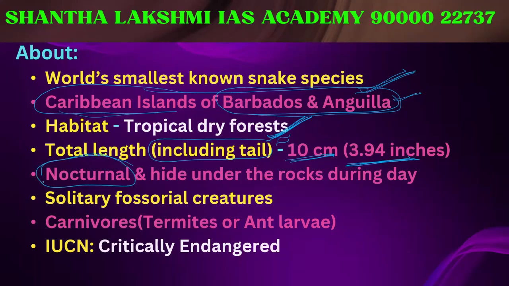It is active during the night time, and it will hide under the rocks during the daytime. These are solitary fossorial creatures which are adapted for burrowing. So they will burrow into the ground and live there solitarily in the burrows. These Barbados snakes are carnivores. They feed on termites and ant larvae. And they are protected under the IUCN as a critically endangered species. So this is about the world's smallest known snake, the Barbados thread snake.